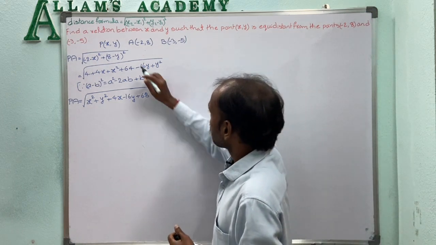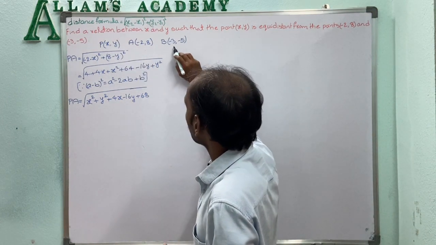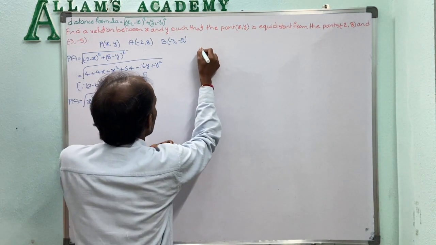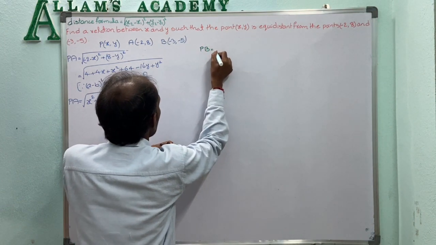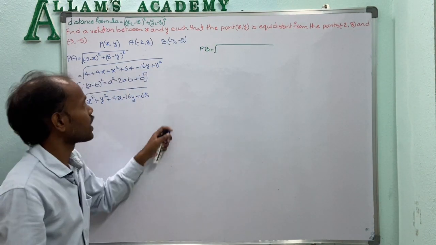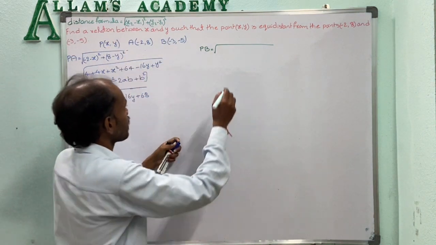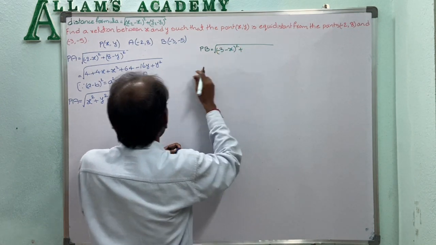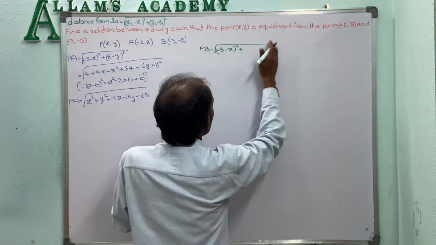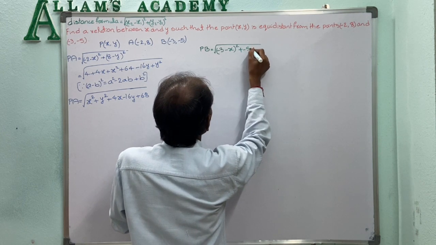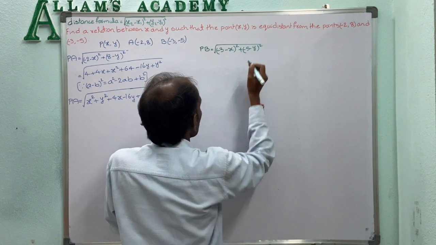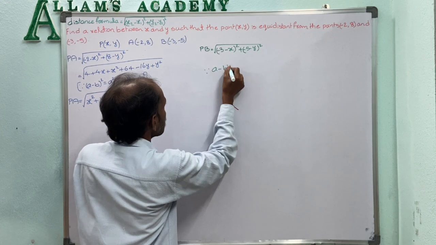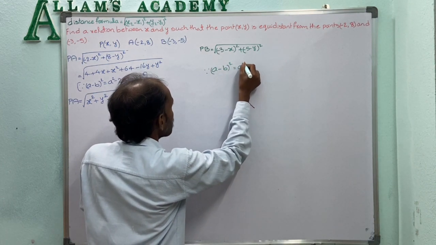So now the point P will be taken as x1, y1 and the point B will be taken as x2, y2. So now PB, the distance, will be equal to under root (x2 minus x1), that means (minus 3 minus x) whole square, plus (y2 minus y1), (minus 5 minus y) whole square. So now it is in the form of (a minus b) whole square. So (a minus b) whole square is equal to a square minus 2ab plus b square.